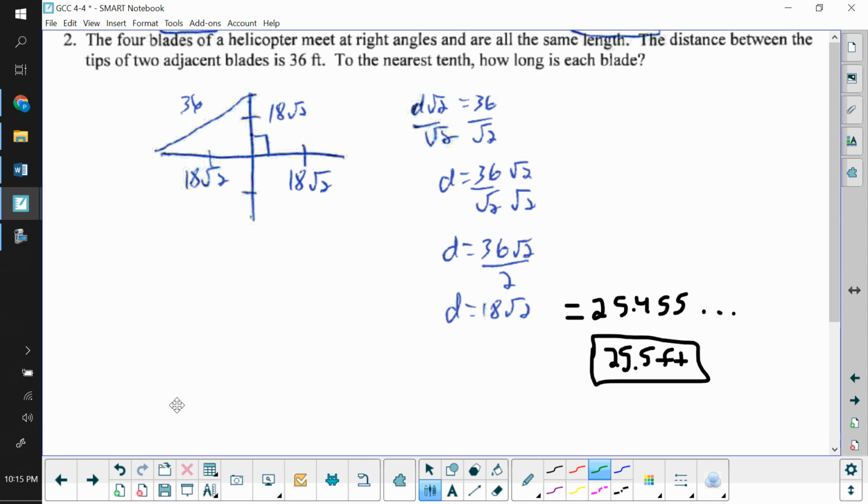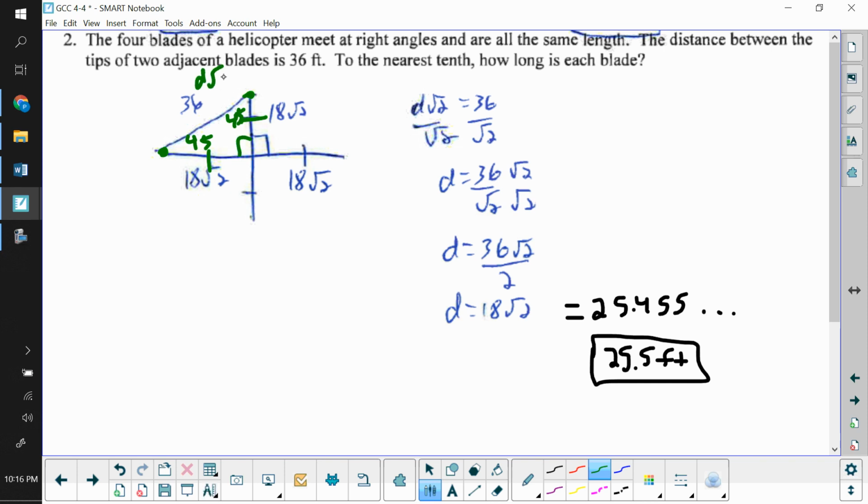This one is sometimes tricky. People have trouble drawing the picture. So you have 4 helicopter blades that meet at right angles. So basically that ends up looking like a crisscross. The distance between the tips of 2 of the blades is 36. So if we connected those, we get 36. Well, if they were all the same length helicopter blades, that makes this an isosceles triangle. So it's a 45, 45, 90 triangle.